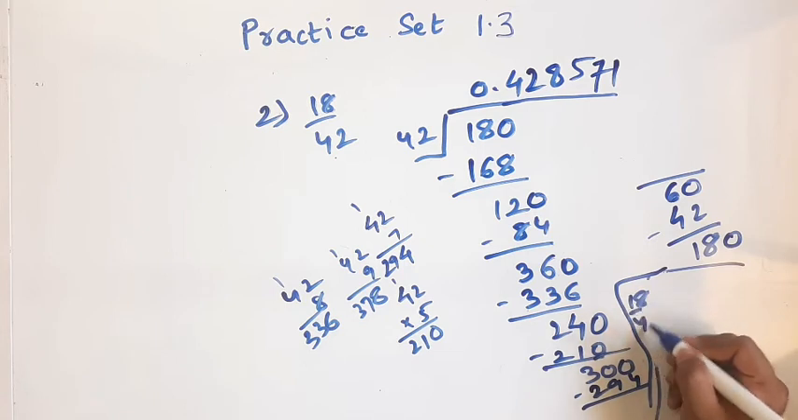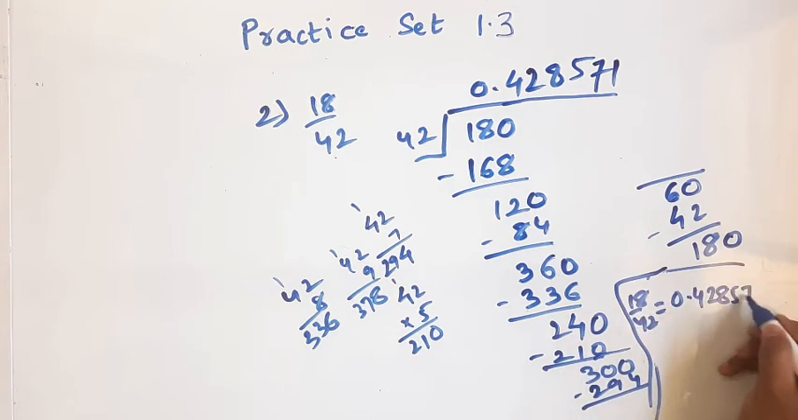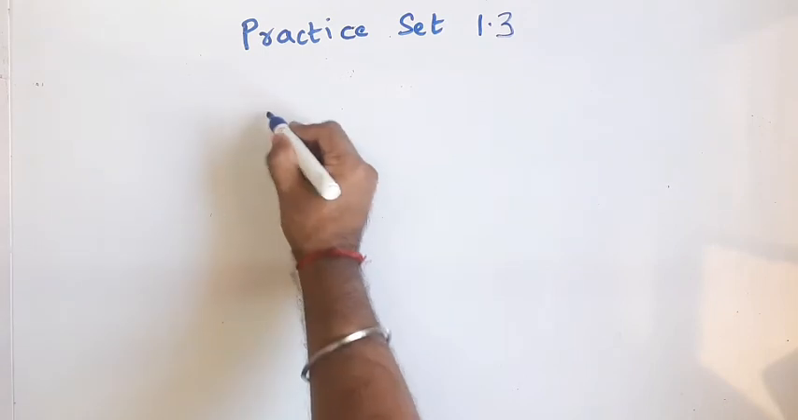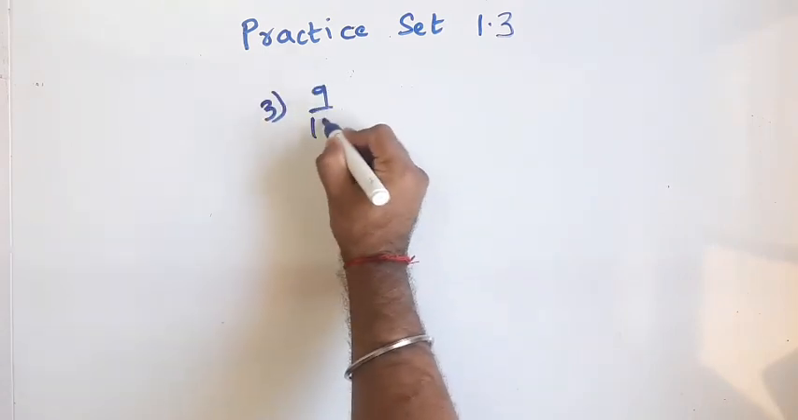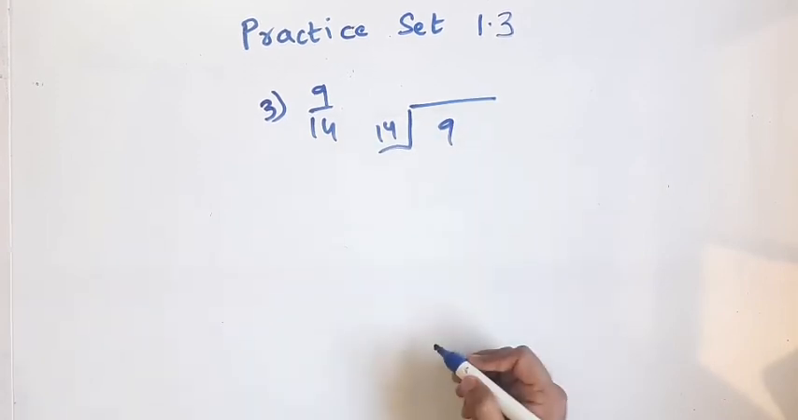18 by 42 equals 0.428571 recurring. Okay, children, so let us do the third one now. The third one is 9 by 14. So I'll put 14 as the divisor and 9 here.